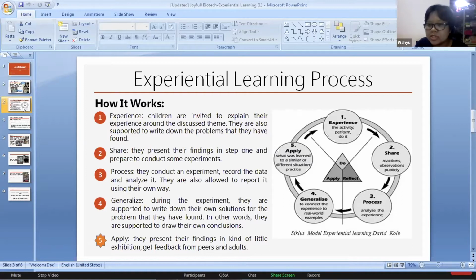My students and I stand as facilitators, not demonstrating everything to them. In the process, they conduct the experiment, record the data and analyze it. They are also allowed to report it in their own way. Also, they write down their problems. In the next steps, during the experiment, they are supported to write down their own solutions for the problems that they found in the work, and they are supported to draw their own conclusions.